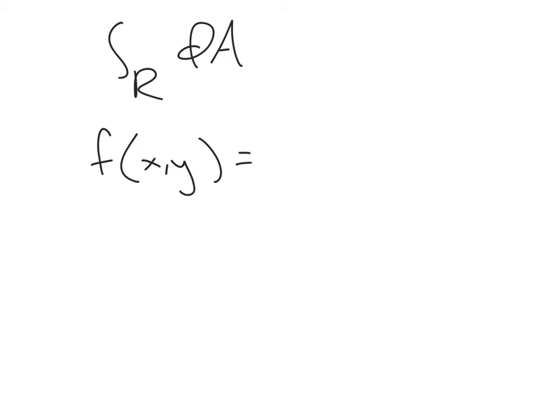A common example of that would be the integral over any region of dA. So in this case, f of x comma y is equal to 1, which is certainly positive everywhere. And this integral is actually just the area of the region R. So this integral is always going to be positive.